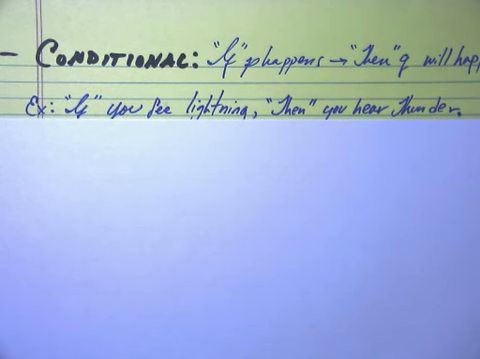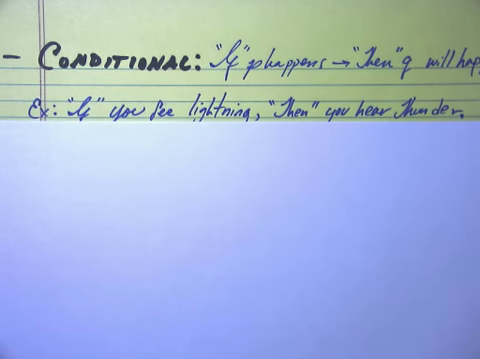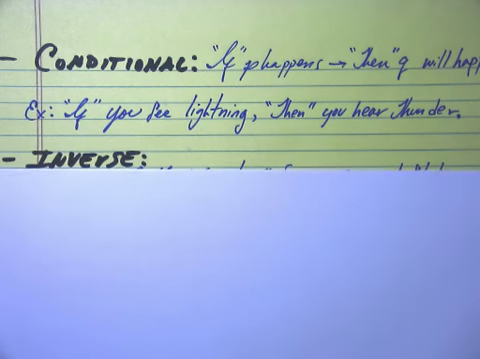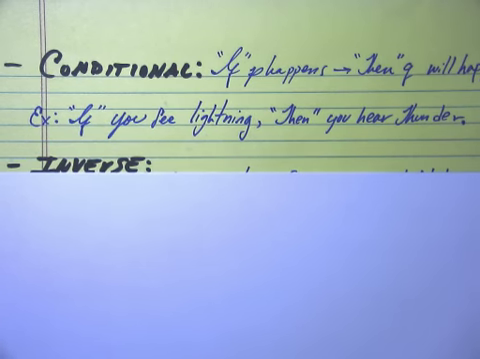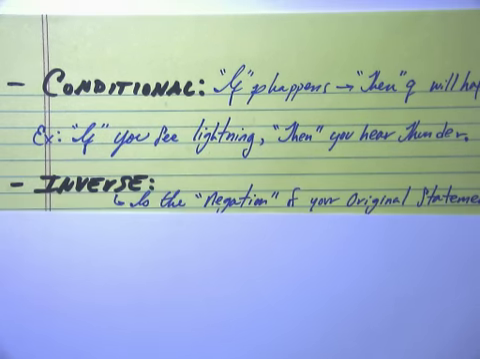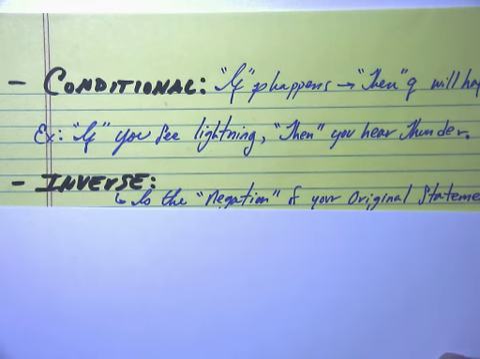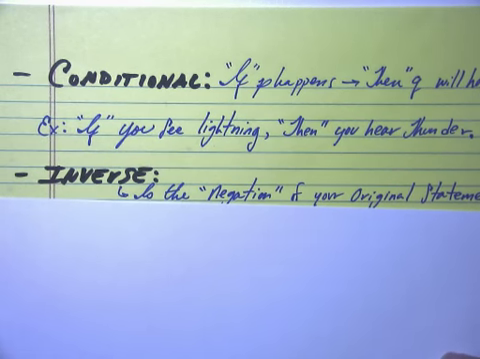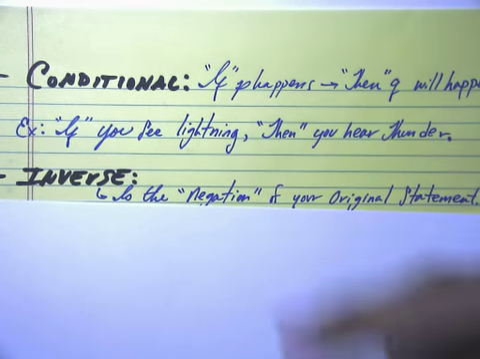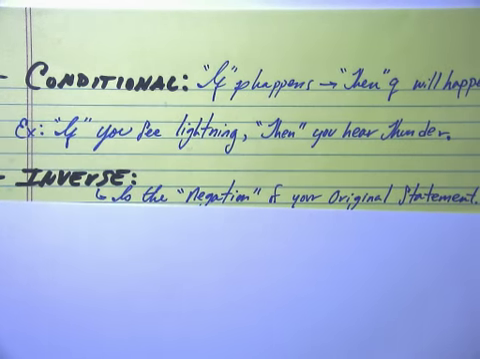Well, we can do the inverse of the conditional, we can do the converse of the conditional, and we can also do the contrapositive of the conditional. Let's do the inverse first. Let's do the inverse of my conditional. The inverse of my conditional would be the negation of the original statement. The inverse is the negation of the original statement.